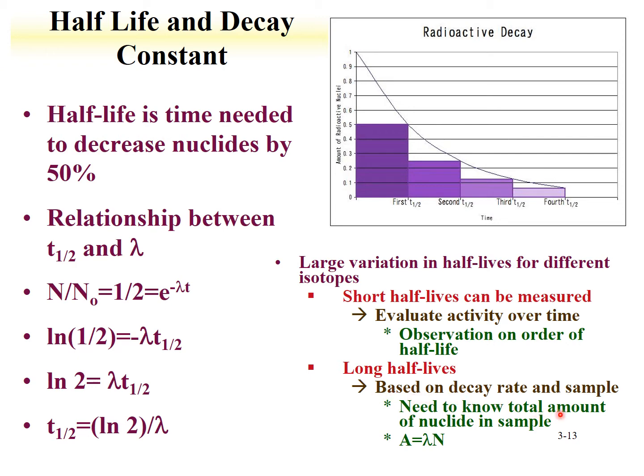This is based on the decay rate in the sample, so I need to know the total amount of a nuclide in the sample. So if I had some plutonium-239 and I weighed it, and I got N, and I got the activity of that N, well, I could solve for the decay constant, and then when I get the decay constant, I know that the decay constant is equal to log 2 divided by the half-life. I've measured the half-life.